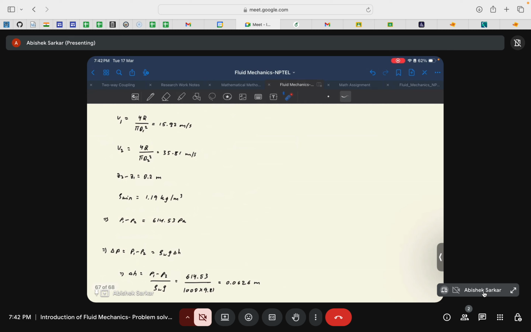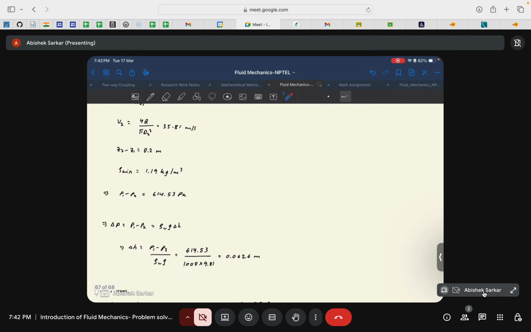Now we know that the deflection in the manometer would be equal to rho W g times delta H. So from this you will get delta H to be P1 minus P2 by rho W g, or delta H to be equal to 0.0626 meter. Or simplifying it, it is equal to 6.26 centimeter.